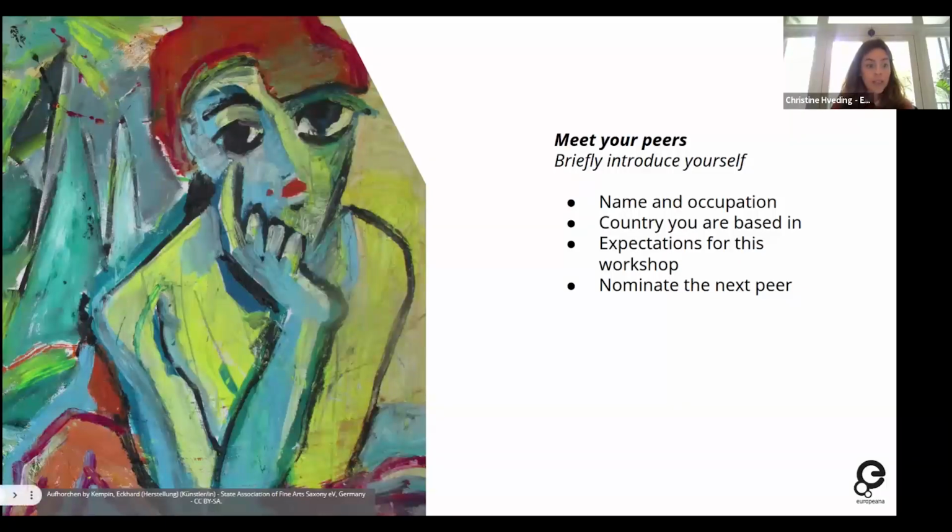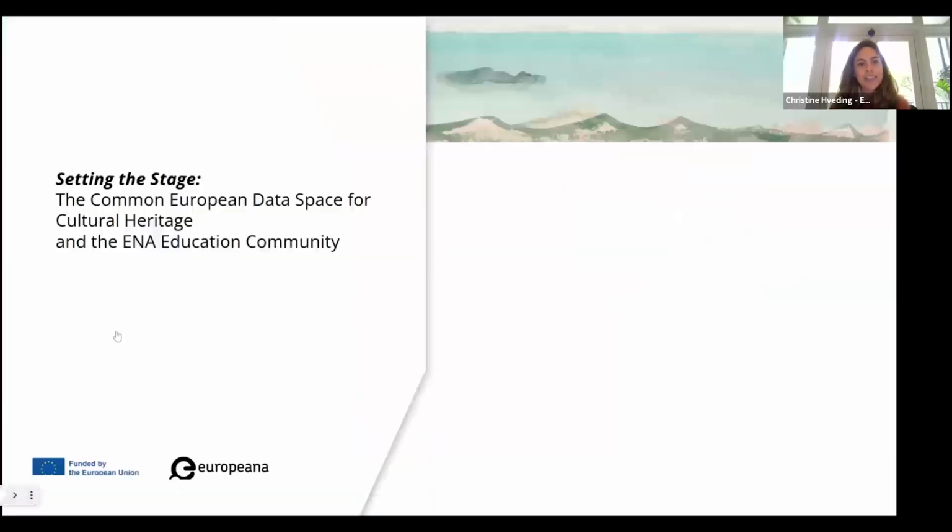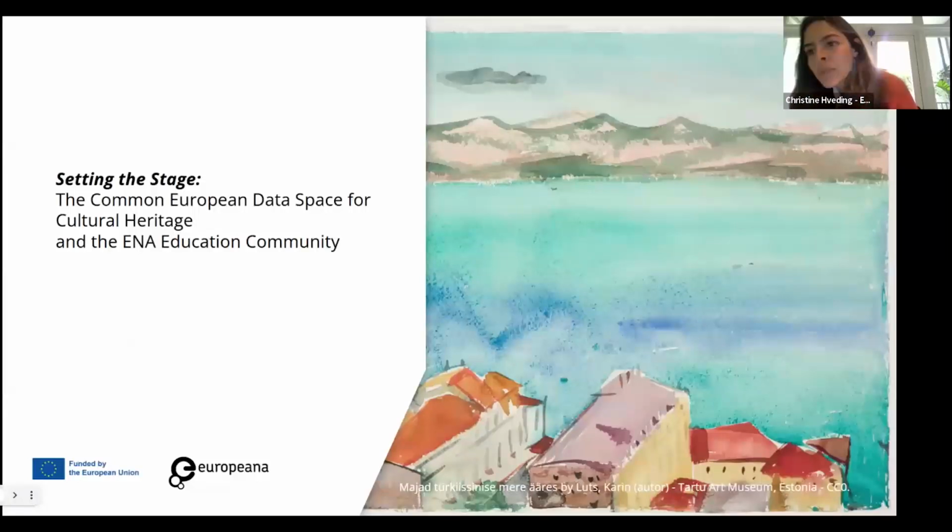our program. Thank you so much, everyone, for sharing and for being here. I'm really excited to see what we will come up with in the workshop. But first, I would like to set the stage and give a little bit of context of what this is, the Common European Data Space for Cultural Heritage and data spaces in general.